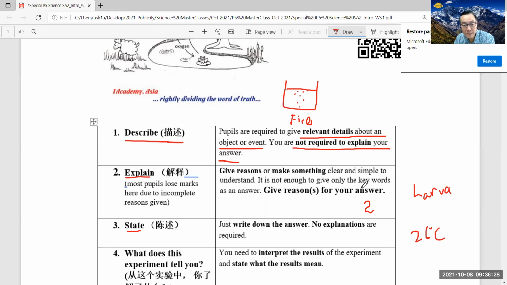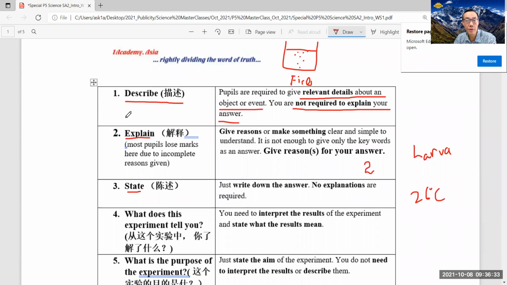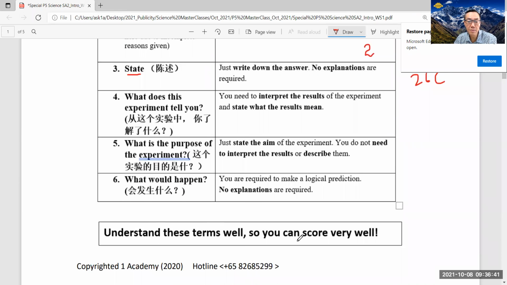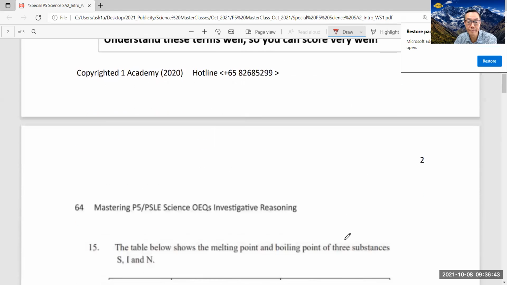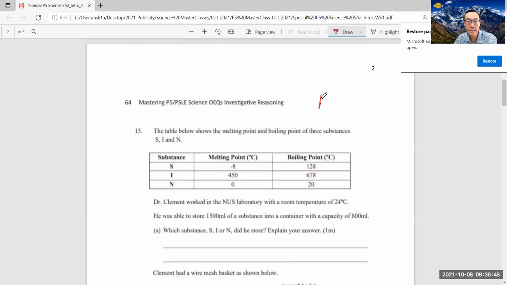So these are examples. The first three are commonly tested. The other three you can read up yourself on what they mean. You need to understand these terms well in order to score well for the exam. Okay, now we do the first question here. Take note, this question is actually a P4 topic question called matter. As I guide you through the training, I'm also reviewing the concepts. In the topic of matter, you learn solid, liquid, and gas, right?